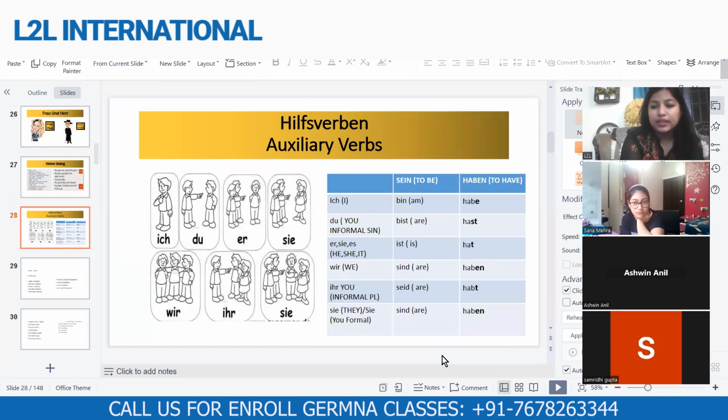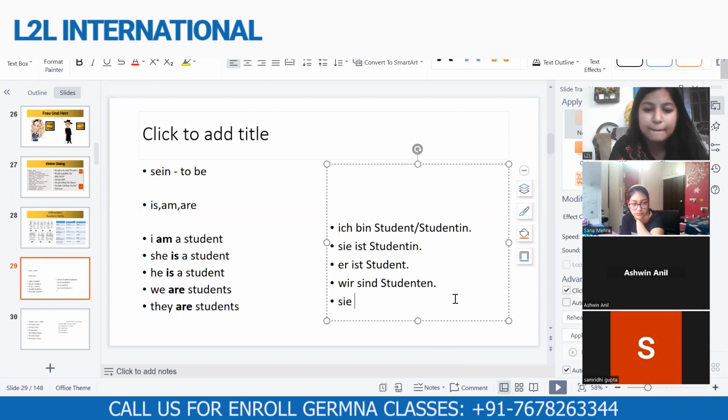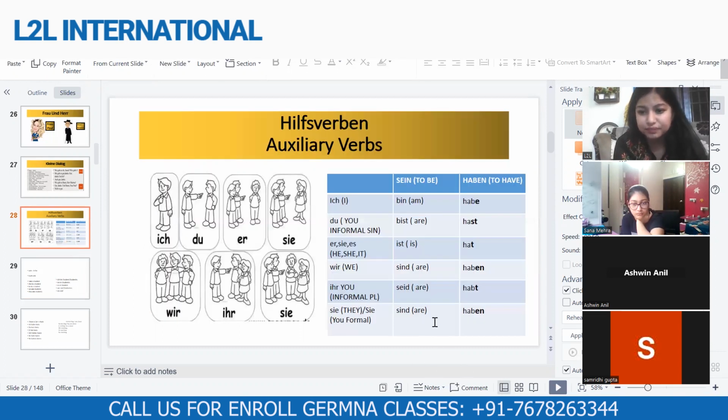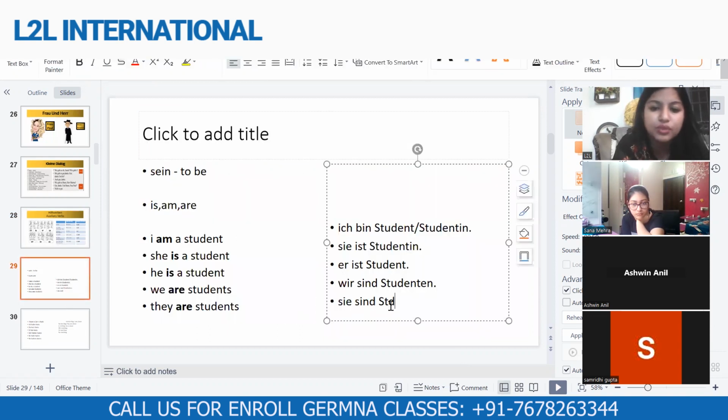Yeah, for they, for the Sie. Okay, Sie. And what is the verb conjugation with Sie? Sind. You can see here, Sie sind. Yeah. So, Sie sind Studenten. They are students.